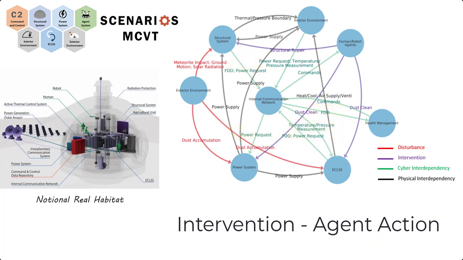An intervention is an action taken by agents or the health management system to improve subsystem performance. An intervention can be physical, like sending a robot to clean a solar panel, or it can be cyber, like changing the set point of temperature control in the ECLS unit.